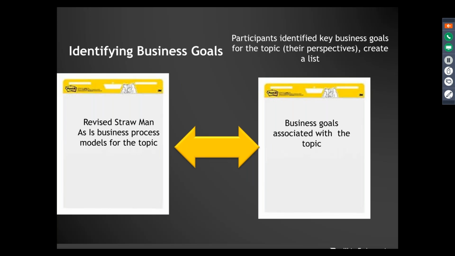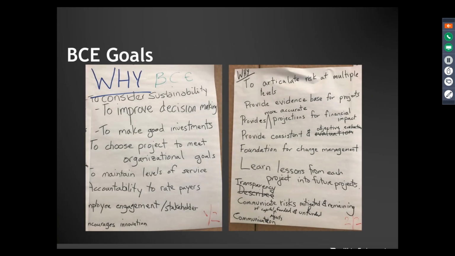As the next step, participants identified key business goals for each topic. These goals address the purpose of each component of the business process. As a result, a list of business goals was created for each topic area. An example of that is the one that you see here on the screen, the list of goals developed for business case evaluations.